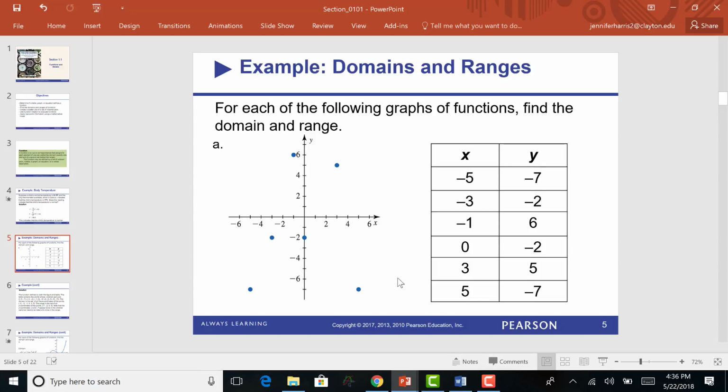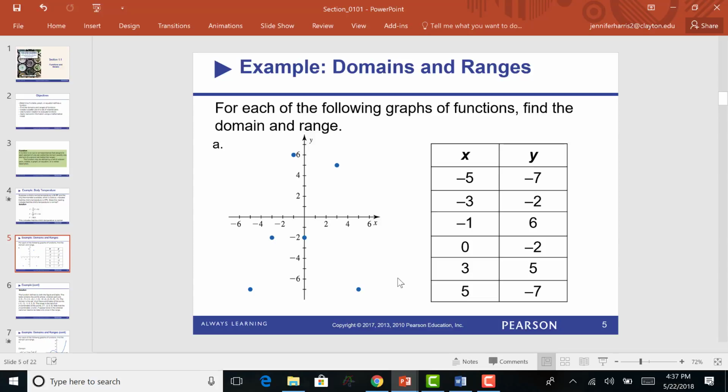Like this point right here, right above me. What's this point right here called? Negative 5, negative 7. So you can see they put it as the first one in the actual XY table. Okay, so they did the same thing with every set of points.